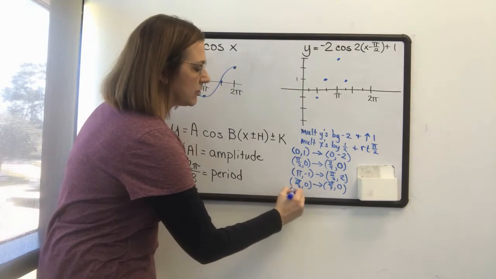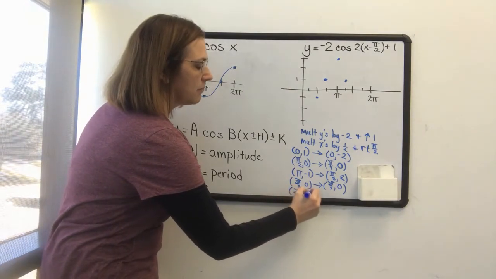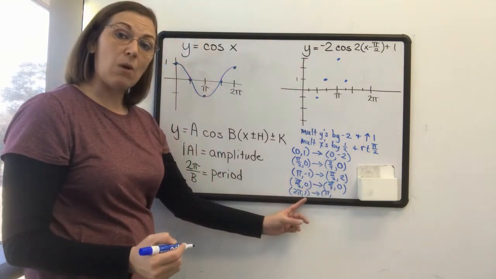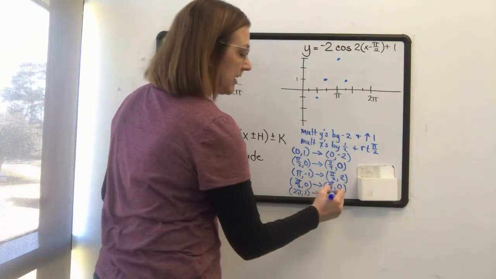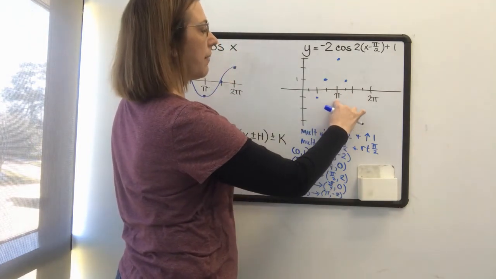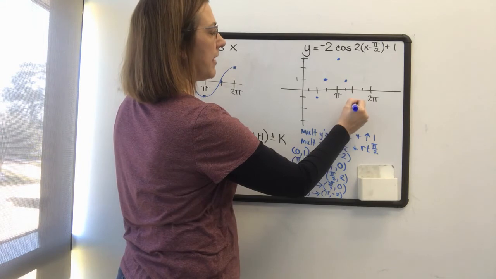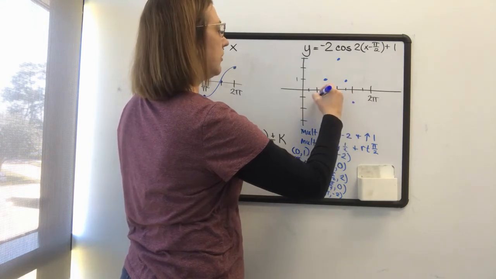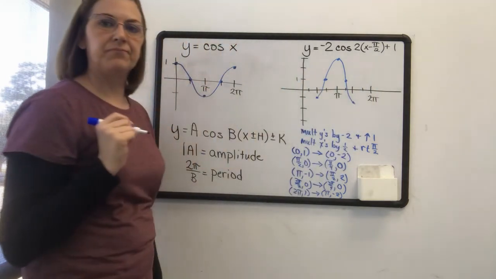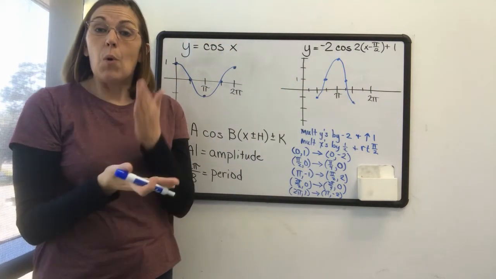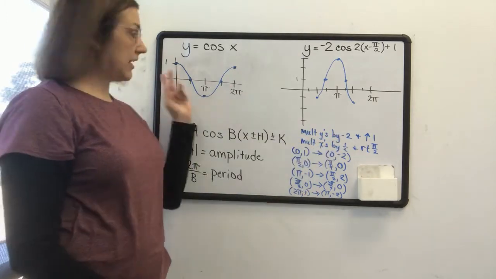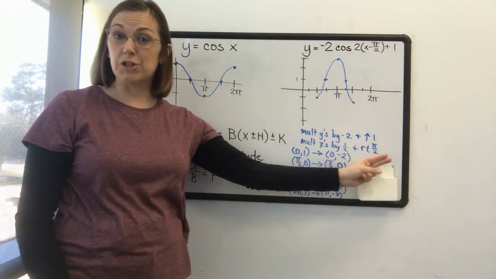The last one is my (2 pi, 1). Multiply by 1/2 gives me pi. Multiply my y values by -2 gives me -2. So now I'm going to (pi, -2), go up 1 and right pi over 2. So my graph looks like that. Okay, so you have to break down what you're multiplying by, taking your points and multiplying, and then you're shifting.